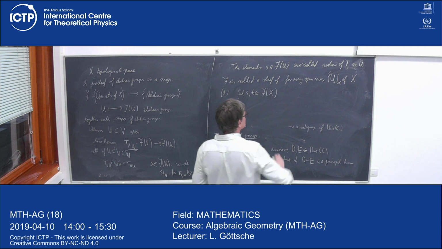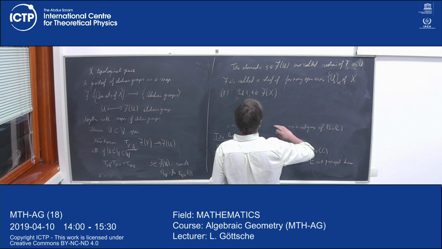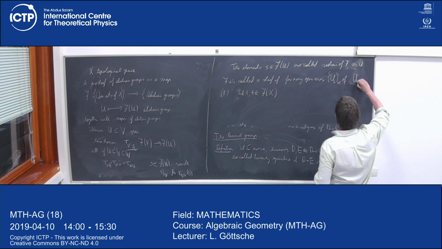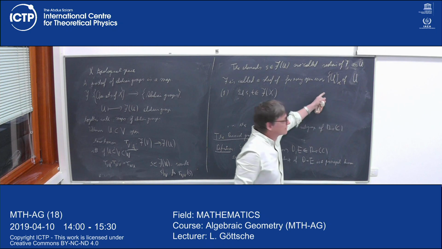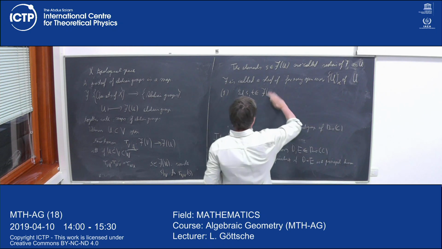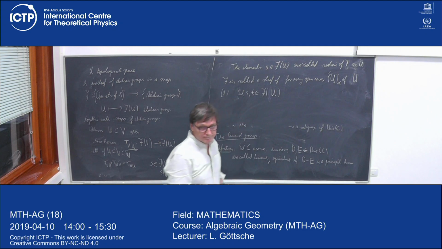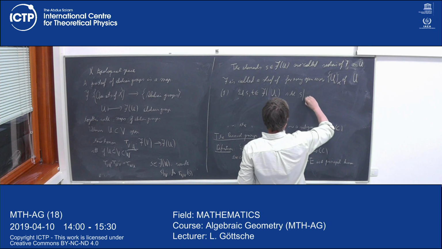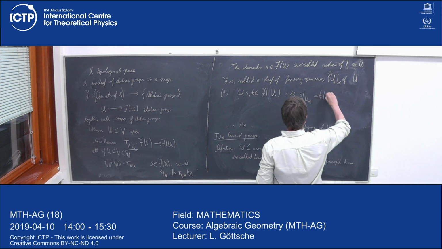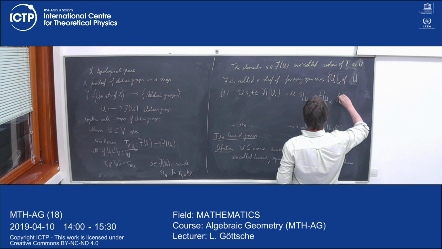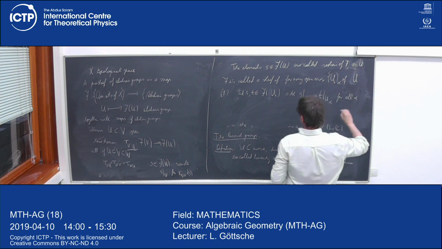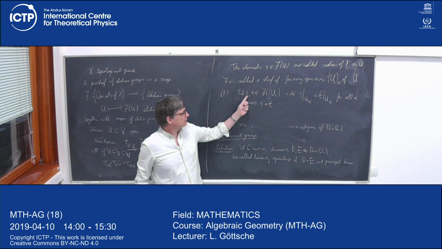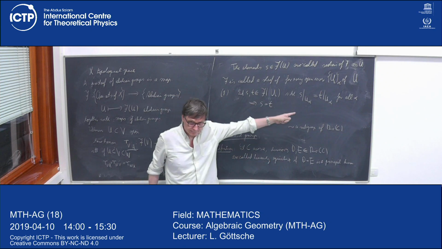Maybe one needs it for any U, but anyway, it doesn't matter. I think I have to take some open subset U, and I take a cover of U. So if I have s and t in F of U such that s restricted to U alpha is equal to t restricted to U alpha for all alpha, then it follows that s is equal to t. So you can determine whether two things are equal locally.